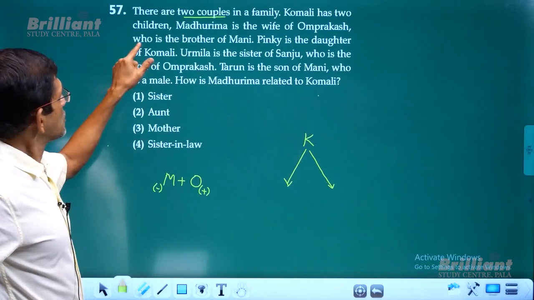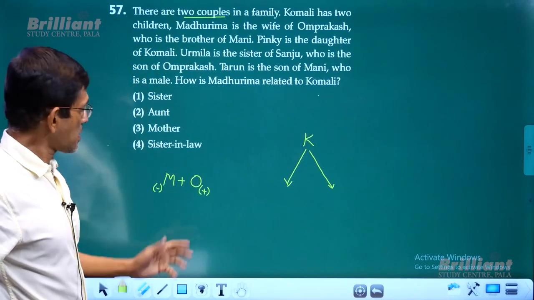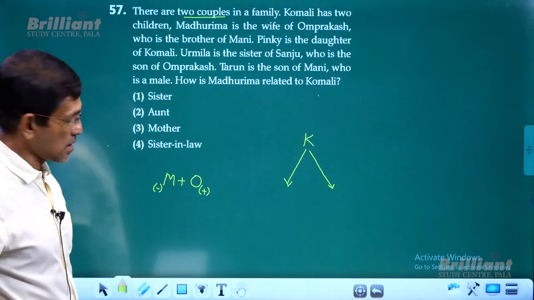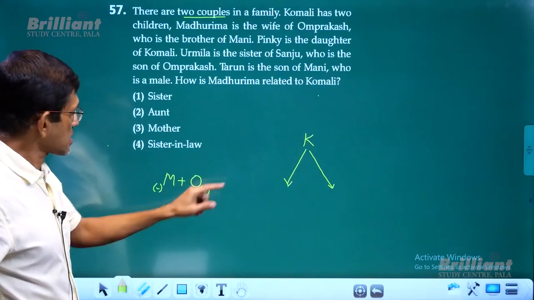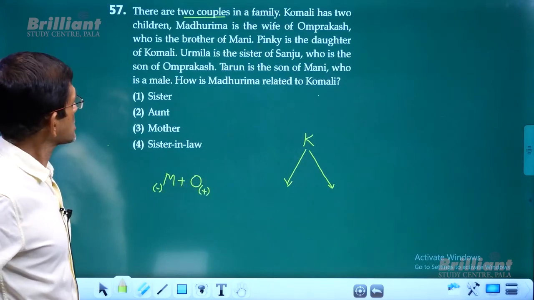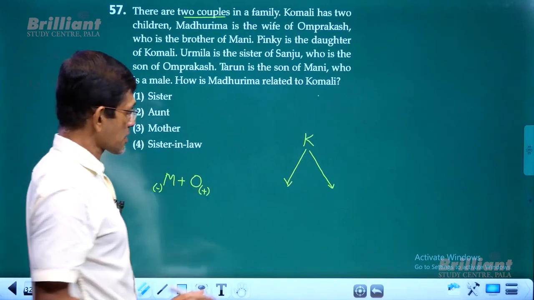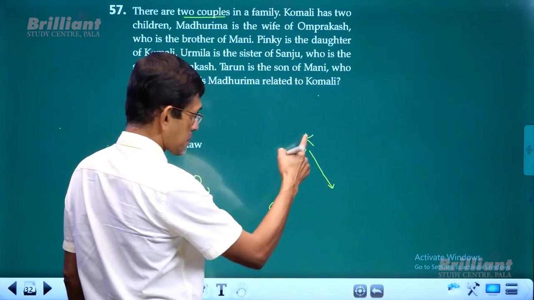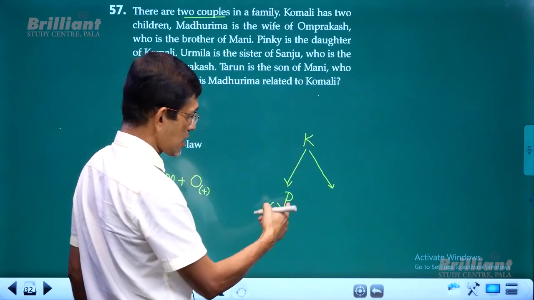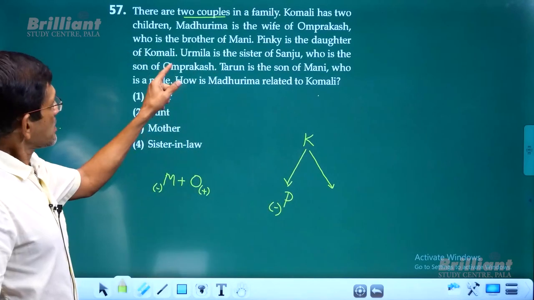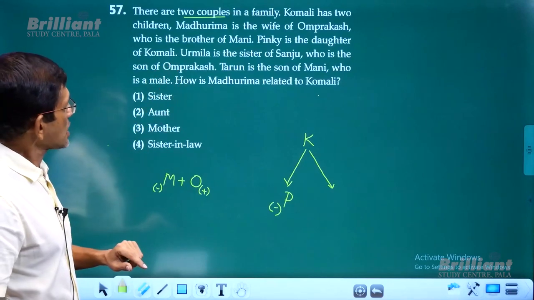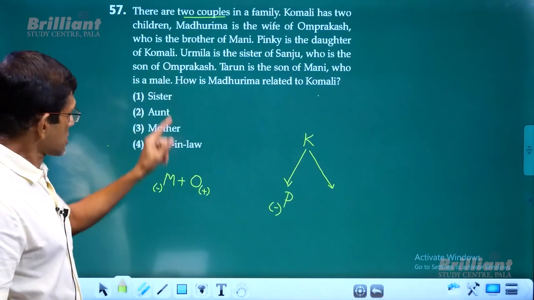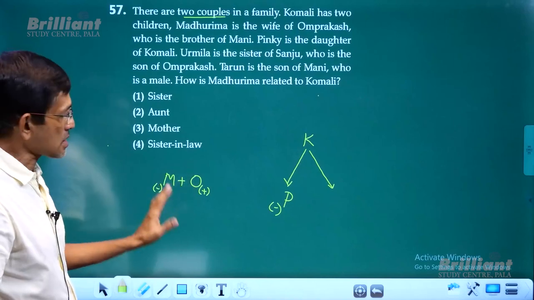Anyway, Madhurima is the wife of Om Prakash, who is the brother of Mani. So Om Prakash has a brother, Mani. Pinky is the daughter of Komali. So Komali is here, Pinky is the daughter, and Komali has two children. One is a daughter. And Urmila is the sister of Sanju. Who is Sanju? Sanju is the son of Om Prakash. So Om Prakash has a son, Sanju.